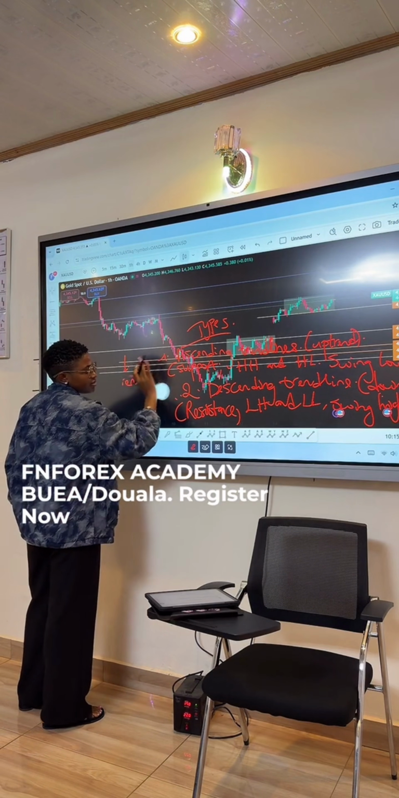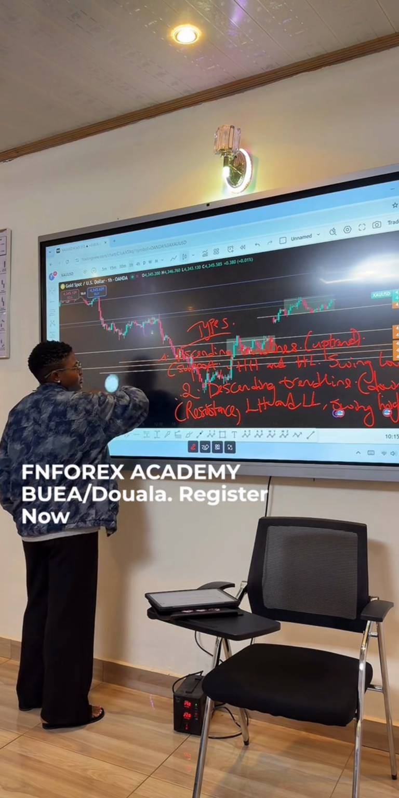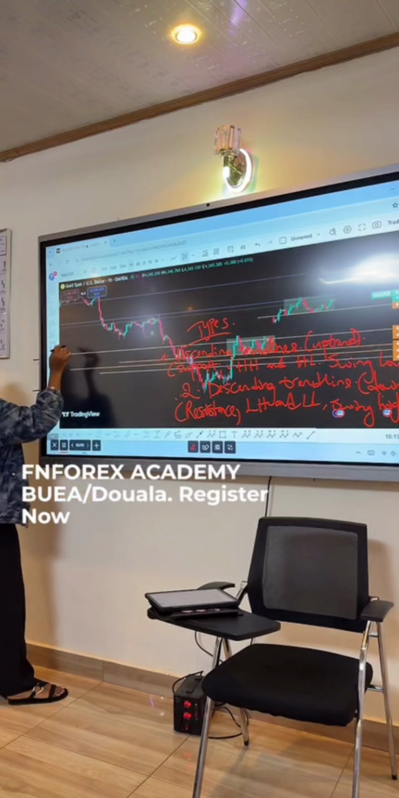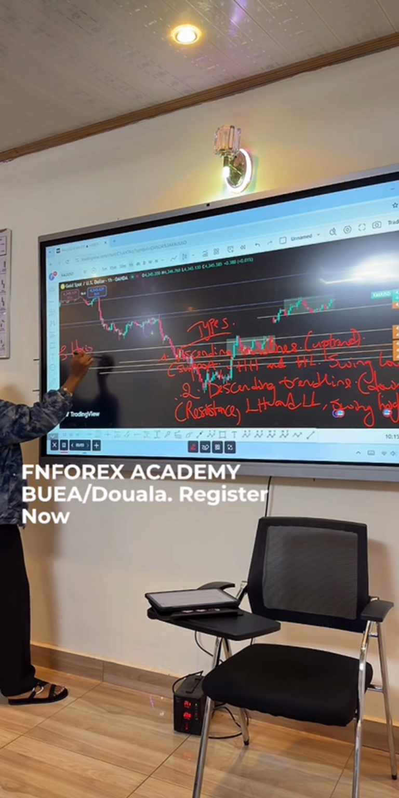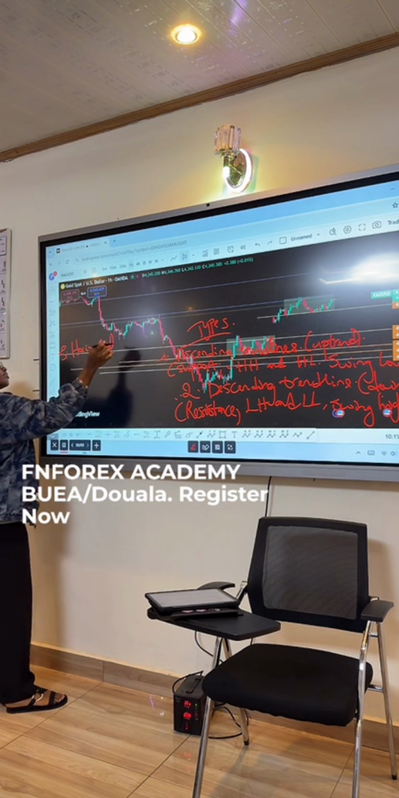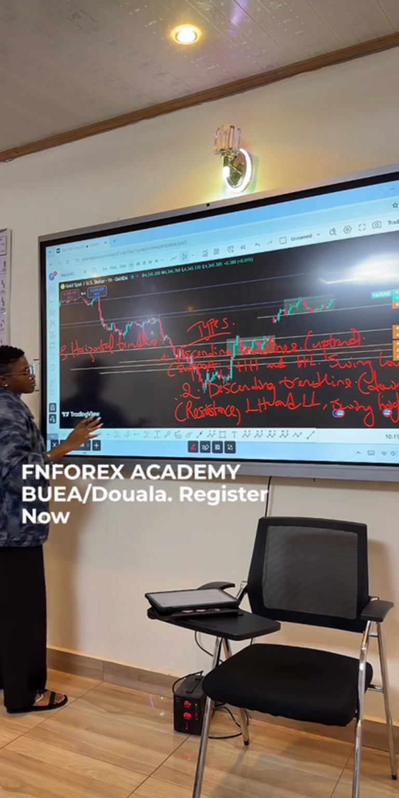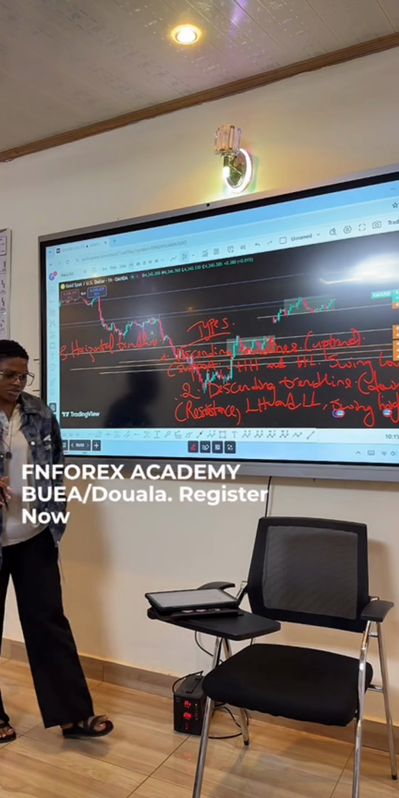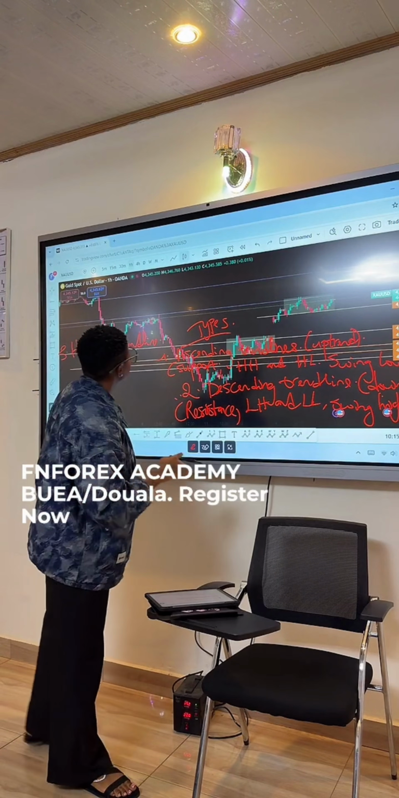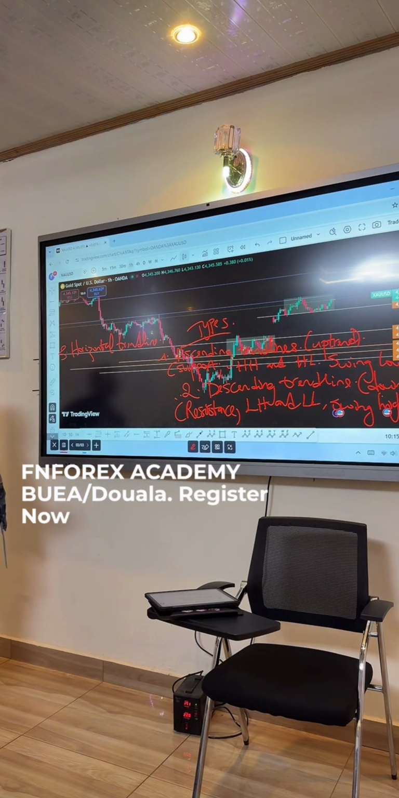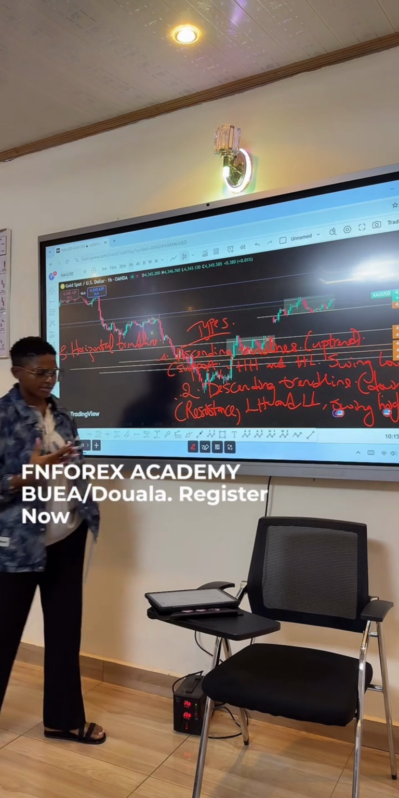And the third, horizontal trend line. These are key support and resistance levels.